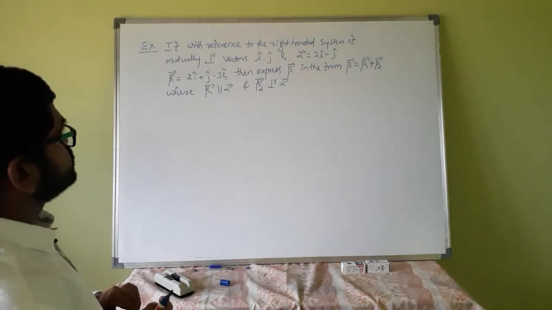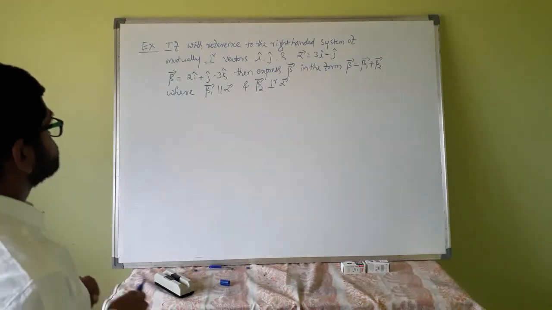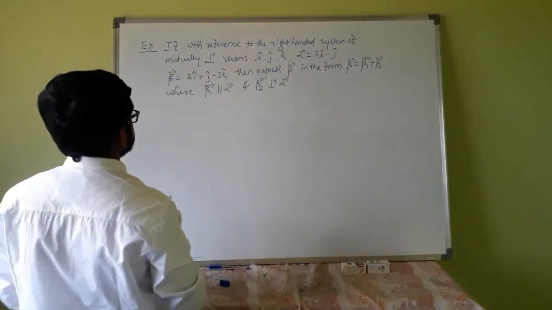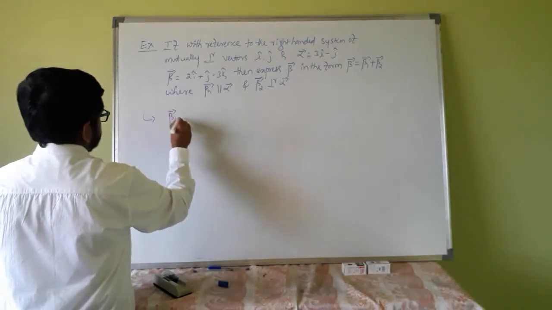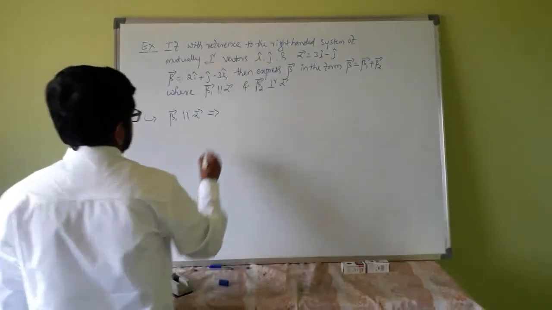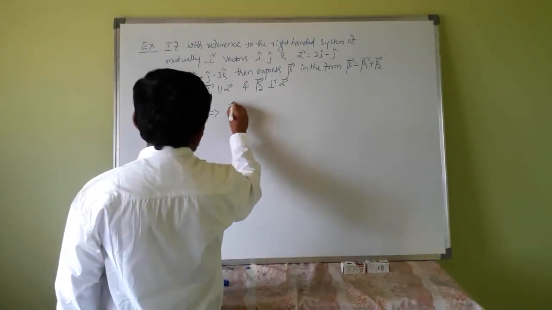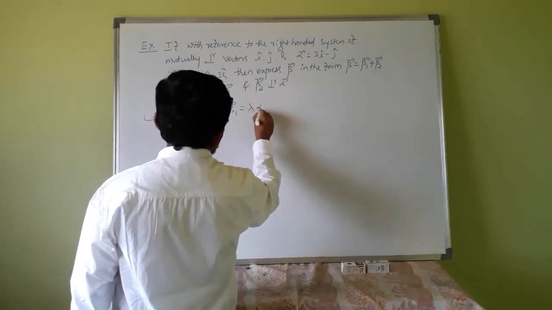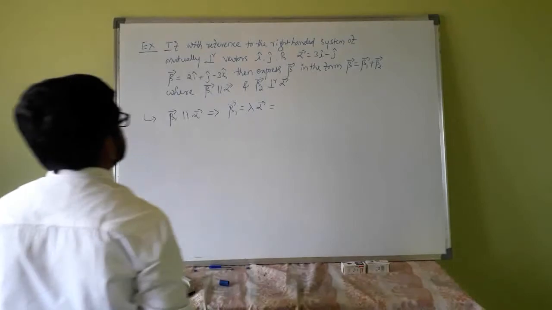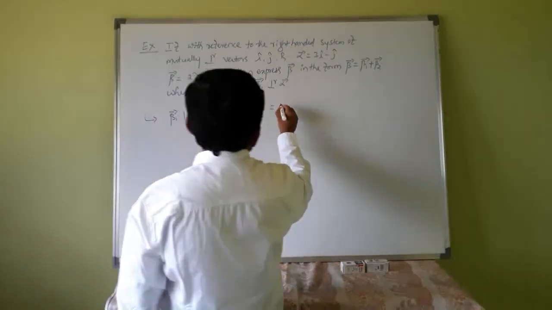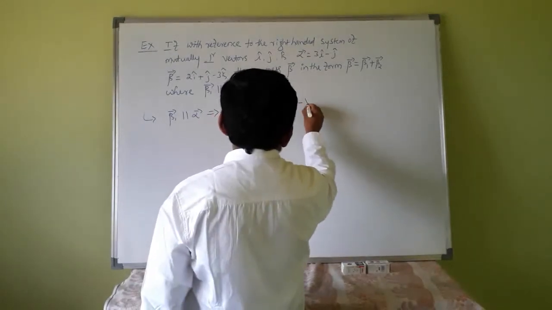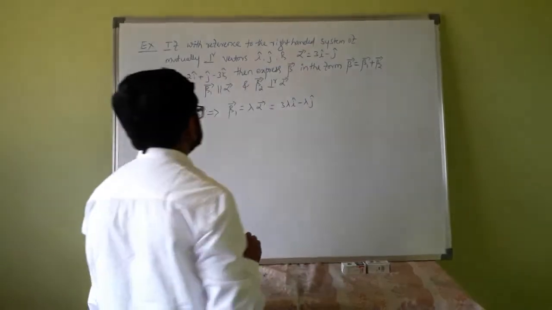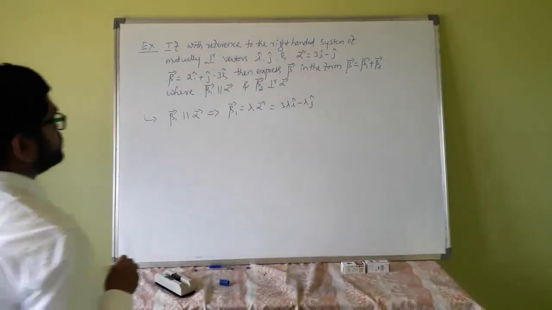Beta is equal to beta 1 plus beta 2. Beta 1 is parallel to alpha, which implies beta 1 is equal to lambda alpha. Lambda alpha means alpha is there: 3 lambda i cap minus lambda j cap. Okay, that is beta 1.